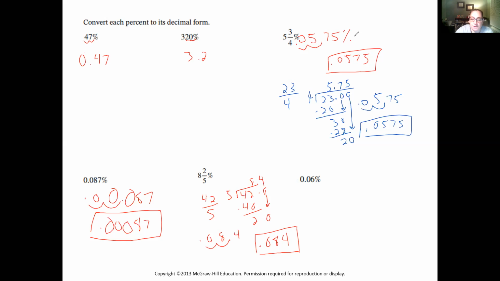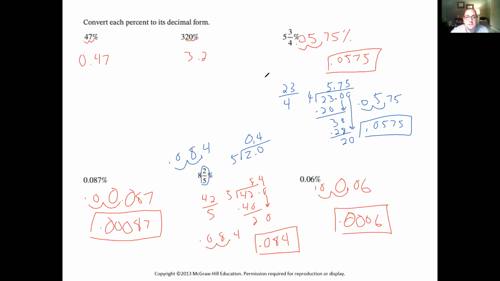The other way to do it would be, so 8 would be your whole number, and then you would divide the 2/5, which would be 8.4, and then you have to go to the left, and you would get 0.084, which is exactly what we got. And then for this one, to the left, and you would get 0.0006.